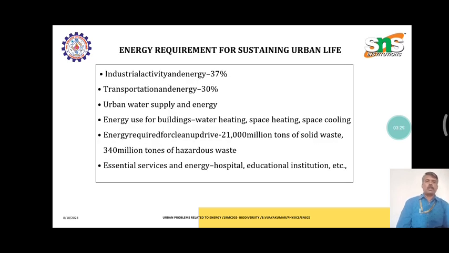Now, the energy requirement for sustaining urban life. What energy is required in an urban area to sustain the people? The first one is industrial activity, which needs 37% of the energy, because the population is based on industrial areas and work needs. The second one is transportation, which needs 30% of the energy. Then urban water supply and energy. The water supply of the urban area is another requirement.